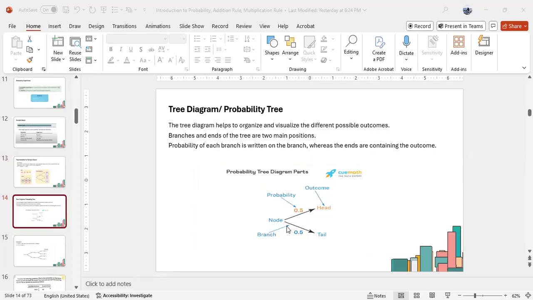This is the probability tree. This is the starting point. We have the branch here, and this is the probability of this branch. These are the ends where we have written the outcomes.